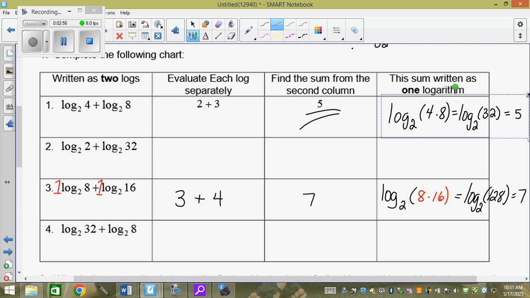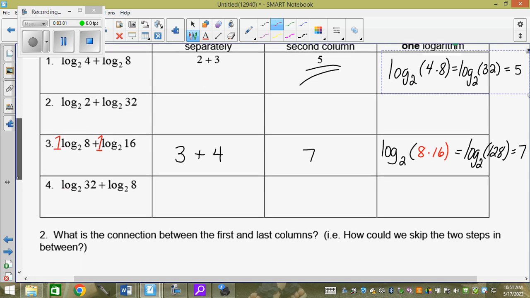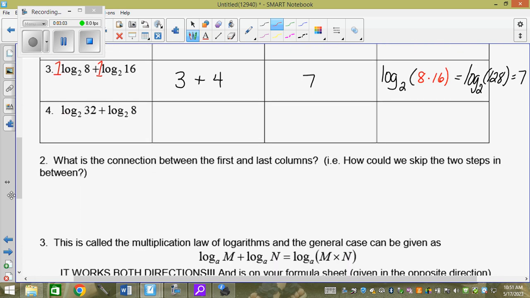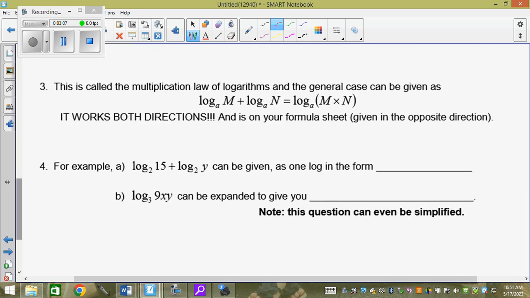I'm skipping because we didn't have notes for 10 minutes. Okay. 3.